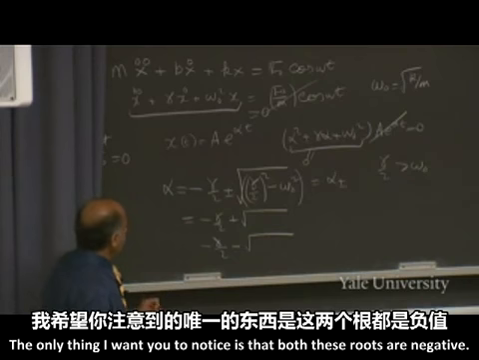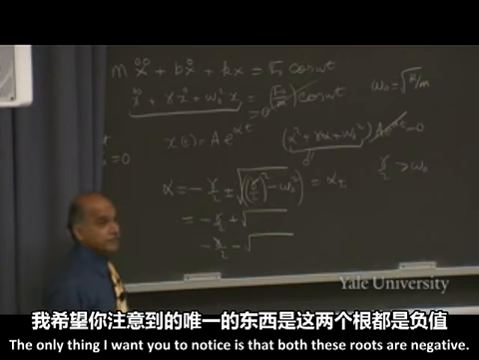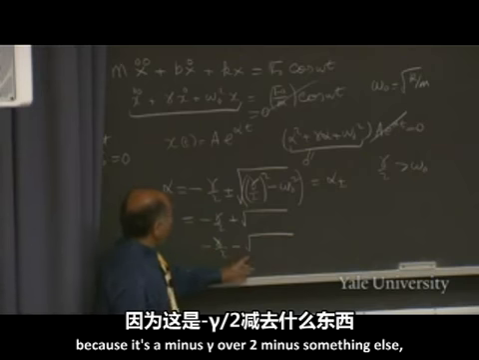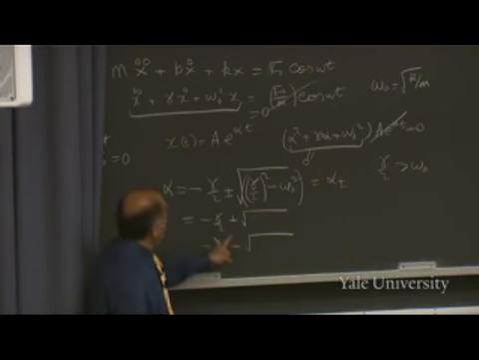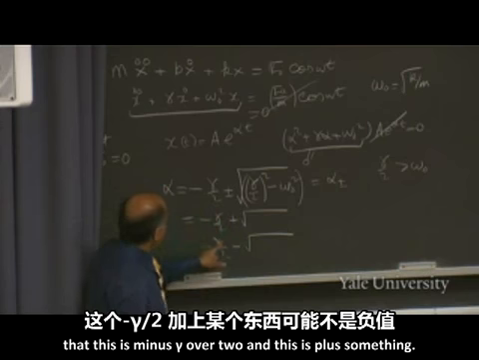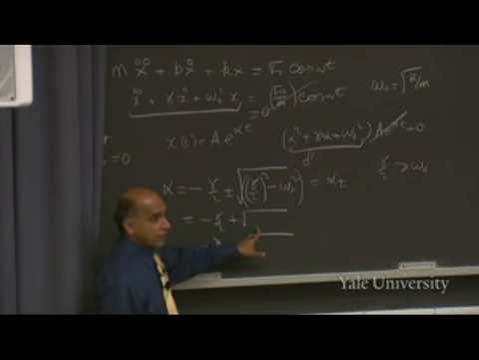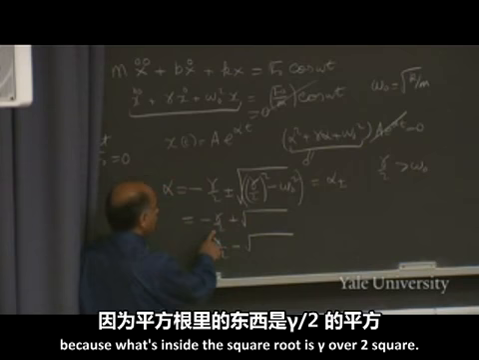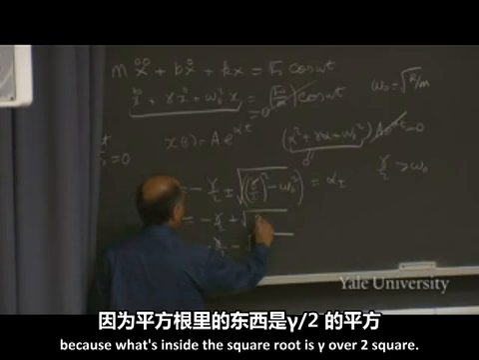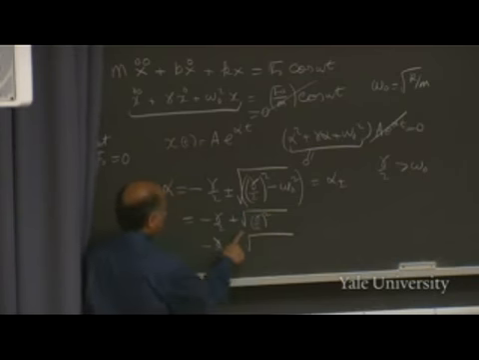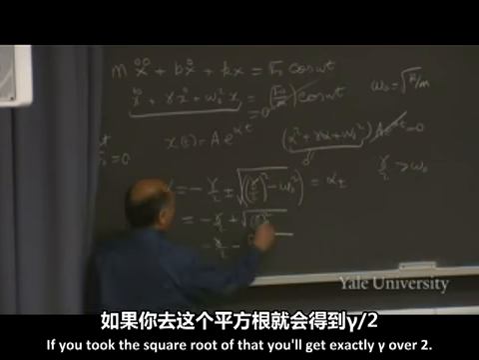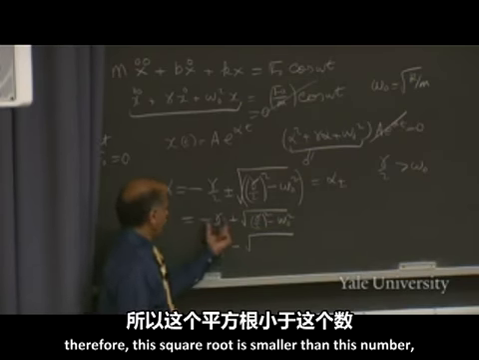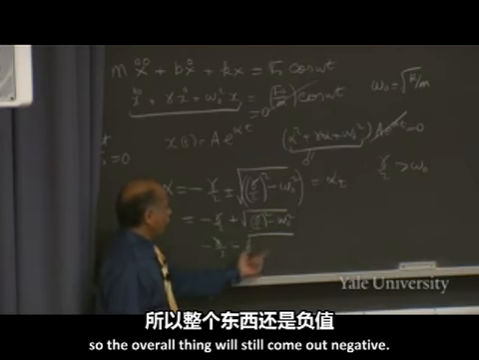The only thing I want you to notice is that both these roots are negative. This one is obviously negative because it's minus gamma over 2 minus something else. So that's definitely negative. You may be a little worried here that this is minus gamma over 2 and this is plus something. But the plus something is smaller than the minus something, because what's inside the square root is gamma over 2 squared. If you took the square root of that, you would get exactly gamma over 2. But you're taking away from it this number. Therefore, this square root is smaller than this number, so the overall thing will still come out negative.